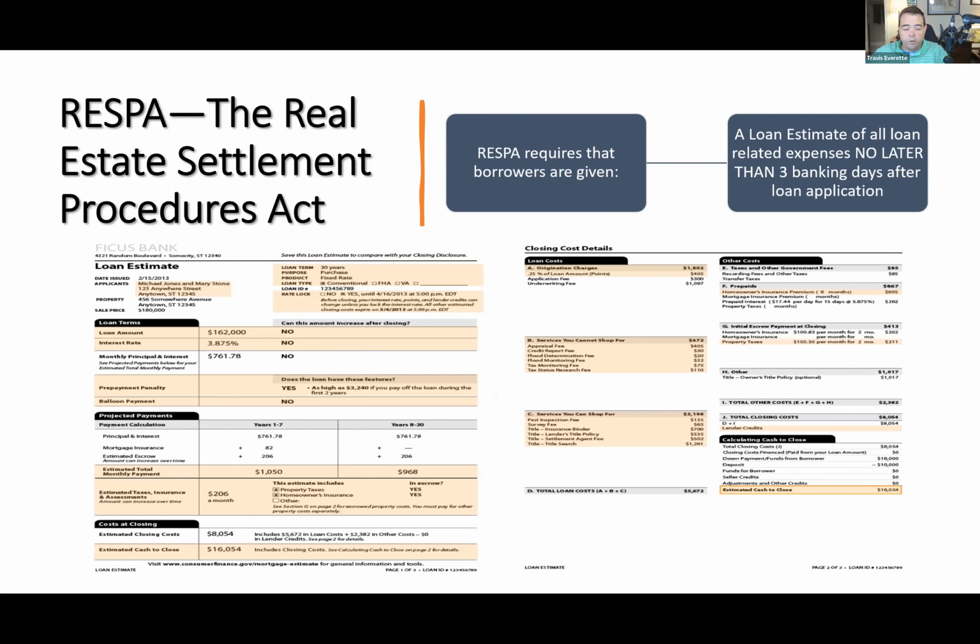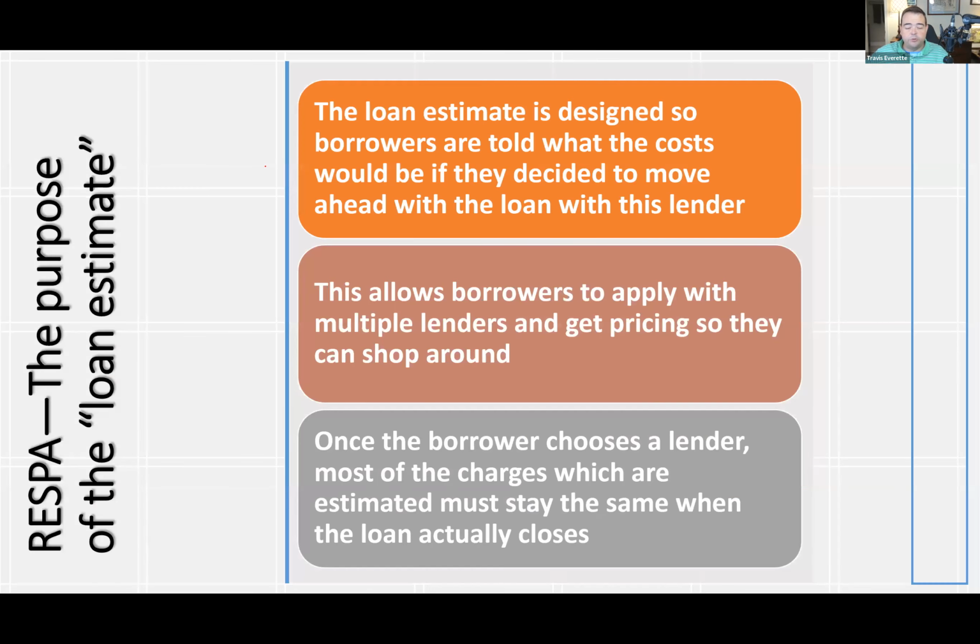Okay. So let's take a look a little bit deeper in RESPA. That's just the first requirement of RESPA, that loan estimate. It's just like taking your car into a shop. Before you say, yes, I want you to fix my car, before you commit anything, what do you want them to give you? An estimate. Same idea here. Before you commit to using this lender, you want to see an estimate of everything. And the whole purpose is the shopping around.